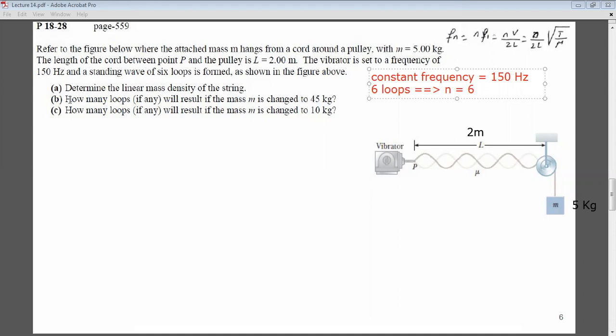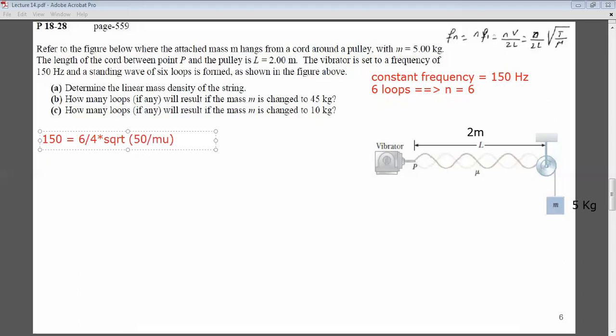Now, determine the linear mass density of the string. Here we start with this formula. I will not put Fn over here because F is constant. So F equals N, which is 6, divided by 2L, which is 2 times L, which is 4, times the square root of tension, which is m times g, so 5 times 10, which is 50, divided by mu. And instead of f, I will put my 150.